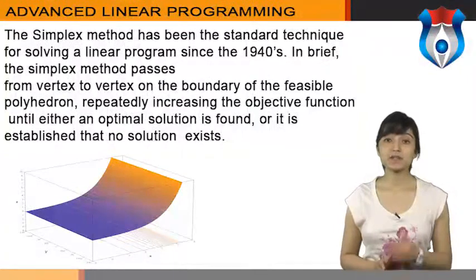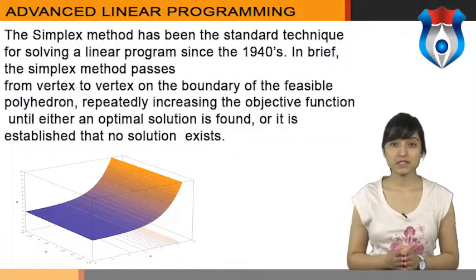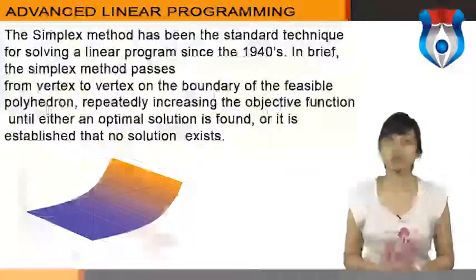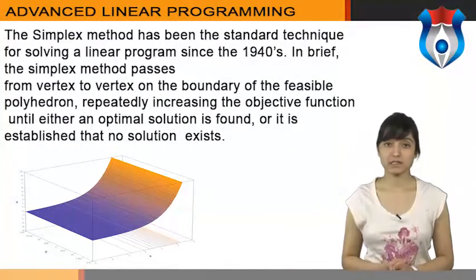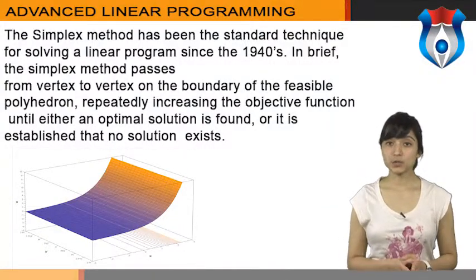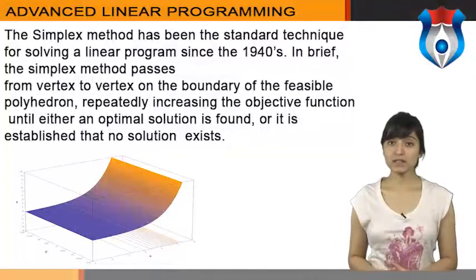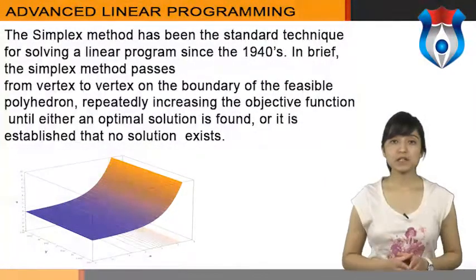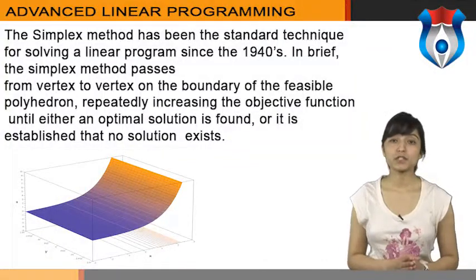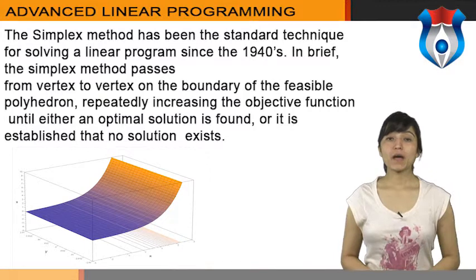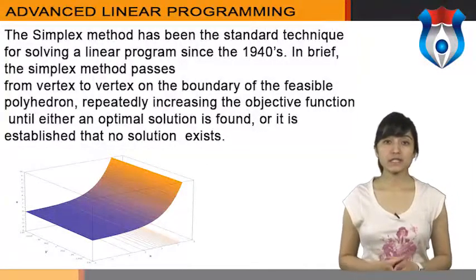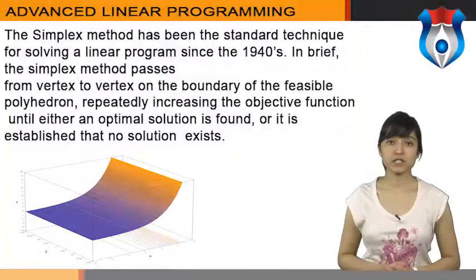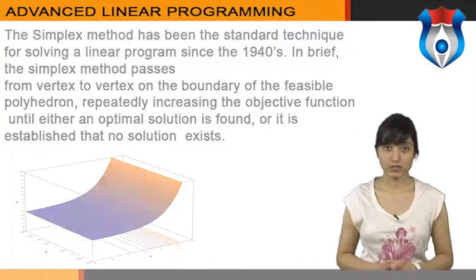In brief, the simplex method passes from vertex to vertex on the boundary of the feasible polyhedron, repeatedly increasing the objective function until either an optimal solution is found or it is established that no solution exists. In principle, the time required might be an exponential function of the number of variables, and this can happen in some contrived cases. In practice, however, the method is highly efficient, typically requiring a number of steps which is just a small multiple of the number of variables. Linear programs in thousands or even millions of variables are routinely solved using the simplex method on modern computers. Efficient, highly sophisticated implementations are available in the form of computer software packages.